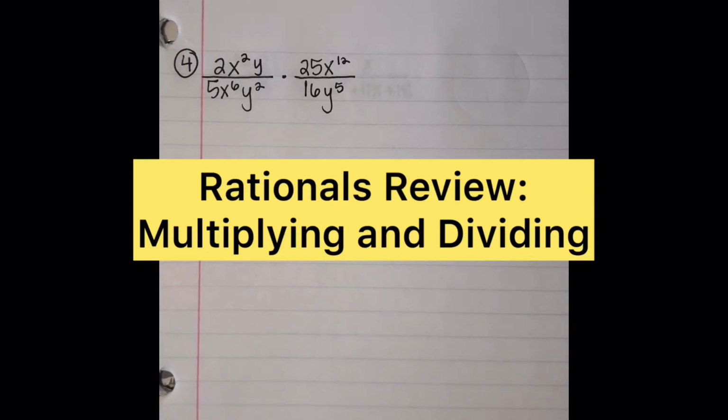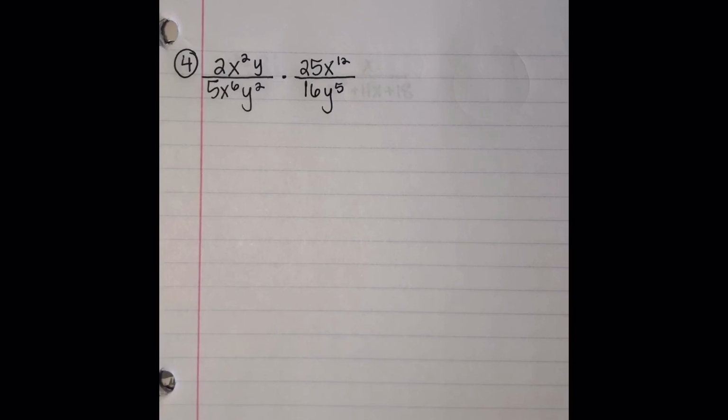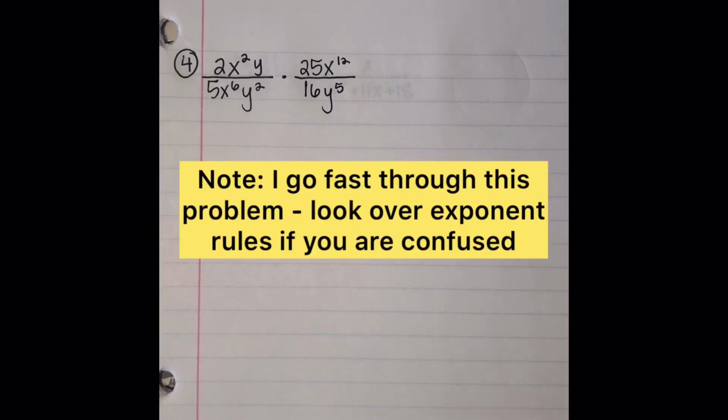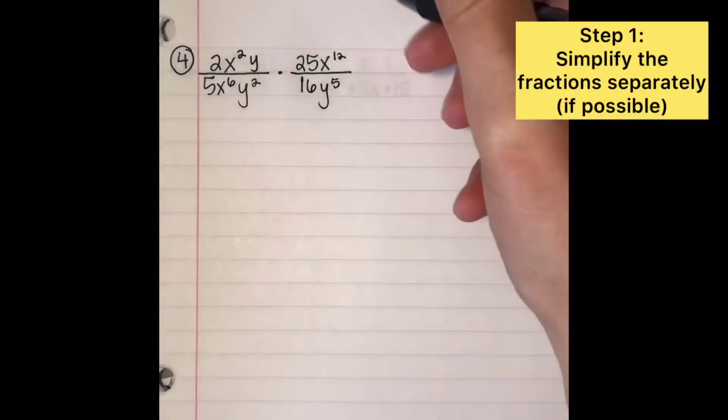All right, I'm working a review on rational expressions and equations. This section is on multiplying and dividing. So with this right here, I would like to simplify as much as I can before I actually multiply.